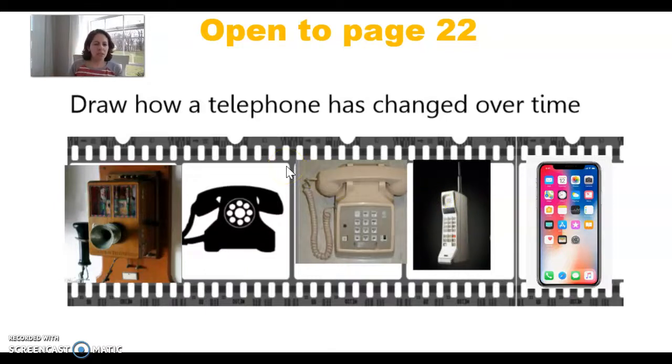As simple as it is to see that a cell phone has changed over time, it's also that simple to see that animals have changed over time. However, we have lots of picture evidence of the telephone changing over time. We don't have a lot of animal evidence because of pictures, but what we do have are fossils. We also have DNA evidence, and we have embryology, or how similar embryos are.